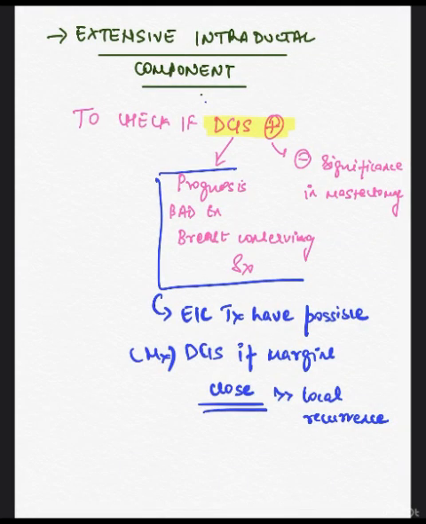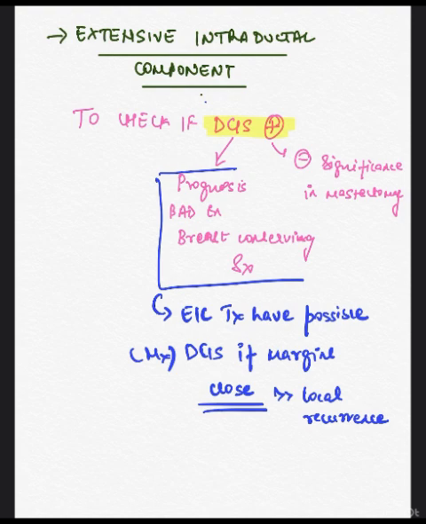Now, when you report the microscopy, you have to understand a few concepts. The first is extensive intraductal component. So always we have to check if DCIS is present. Now DCIS significance is not much when it comes to MRM or mastectomy specimens. So in a breast conserving surgery, if you see DCIS, then the prognosis is very, very bad.